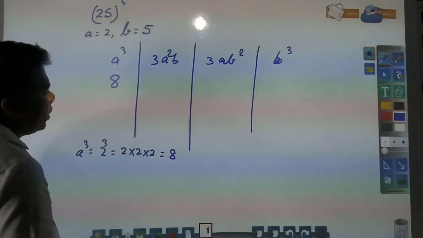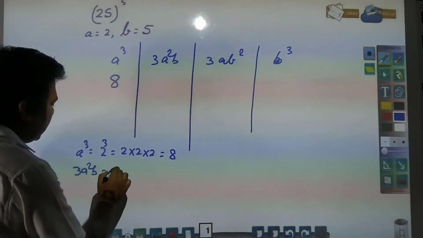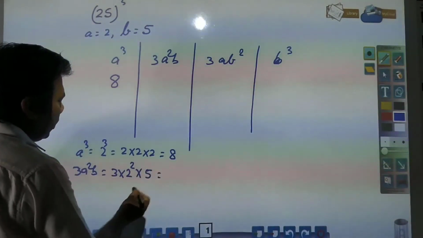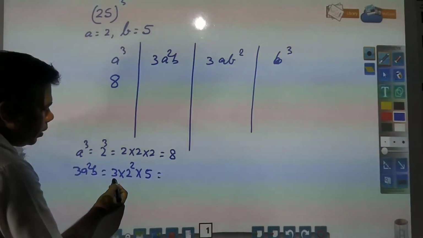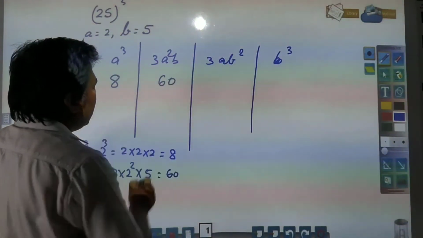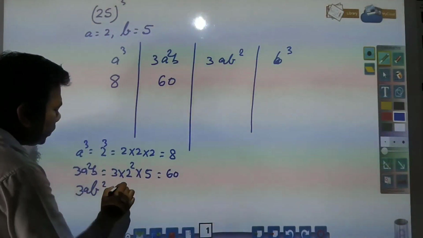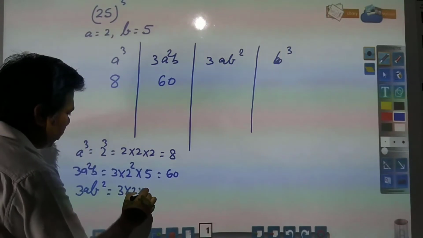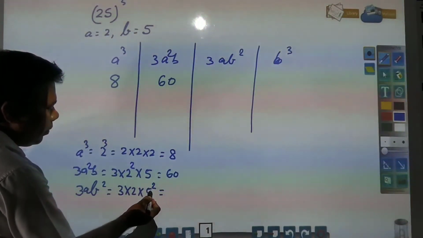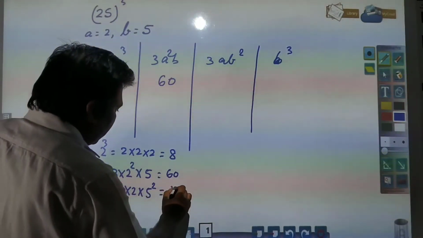8 you have got over here. Then 3a square b, it means 3 into 2 square into 5, and this will be 2 twos are 4, 4 threes are 12, 12 fives are 60. So this you have got 60, and then you need to find out 3ab square. 3ab square means 3 into 2 into 5 square, it means 3 twos are 6 and 5 fives are 25. 25 into 6, it means 150.